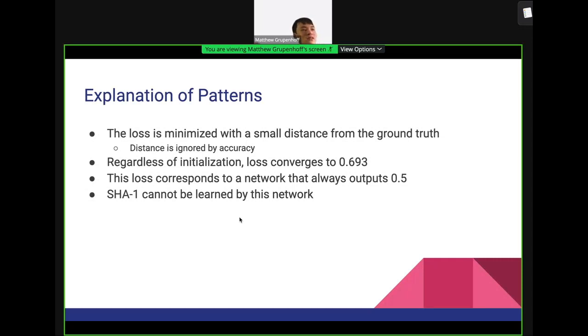This is strange and it's worth explaining. The loss is minimized by being as close to the ground truth as possible, not just by rounding to the ground truth. It turns out that 0.693 is the exact loss you get if the network is just outputting things around 0.5 all the time, because then the distance is always 0.5 from the truth. And that's literally the minimum loss. So as a result, you literally just can't learn SHA-1 in this GRU setup.